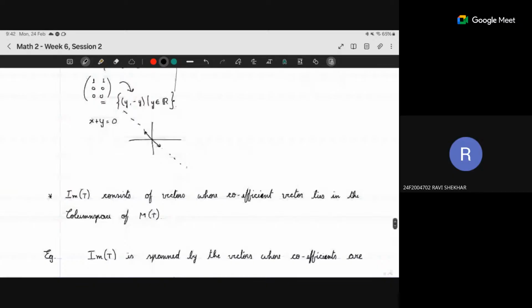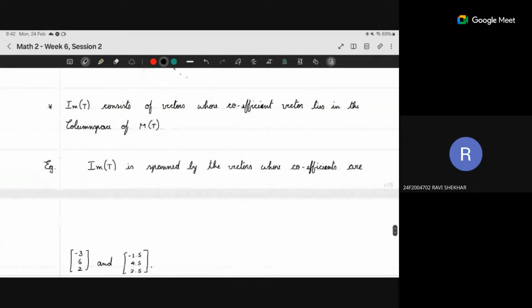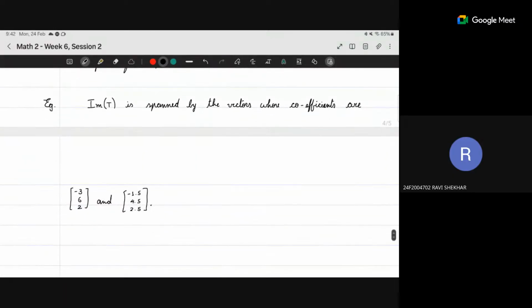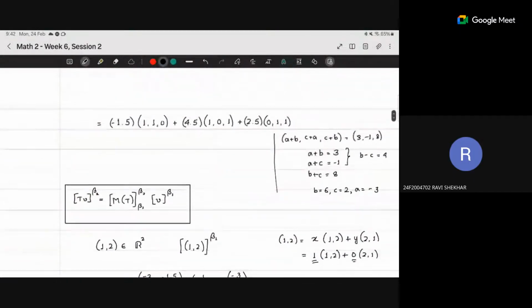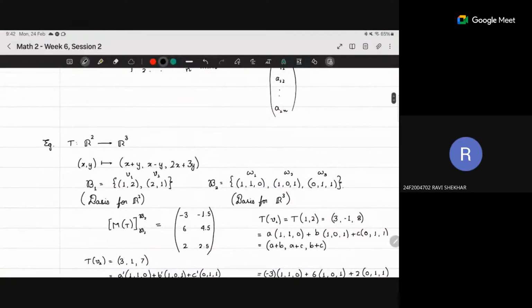How do you get a basis for the column space? You look at the columns of the original matrix which correspond to the pivot columns, and those form a basis for the column space. But in this case, you look at those columns and consider them as coefficient vectors, and then you recover the vectors using the basis. In this case, (-3, 6, 2) and (-1.5, 4.5, 2.5) happen to be these vectors, V1 and V2 we had written earlier. It happens to be P of 1, 2.